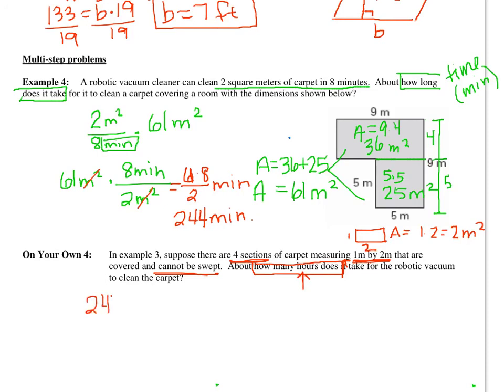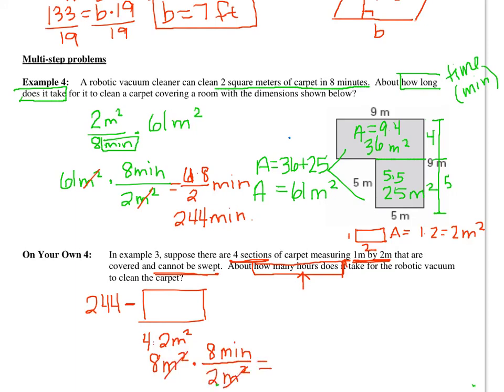So we're going to start with this 244, but we've got to take away the time or the carpeting that it can't clean. So I've got 4 sections that are each 2 meters squared. So 4 times 2, I get 8 meters squared that can't be cleaned. Let's figure out how much time that takes out. That takes out 8 minutes for every 2 meters squared. Let's cancel out our meters squared. 8 times 8 is 64, divide by 2, and that's in minutes. So we've got 32 minutes that we can't clean. I'll subtract 32 here, so I've got 212 minutes.